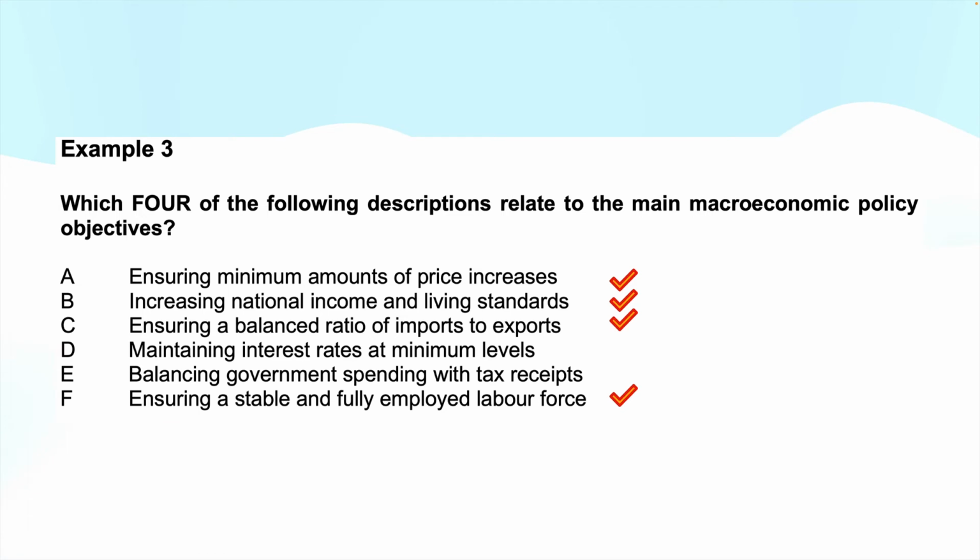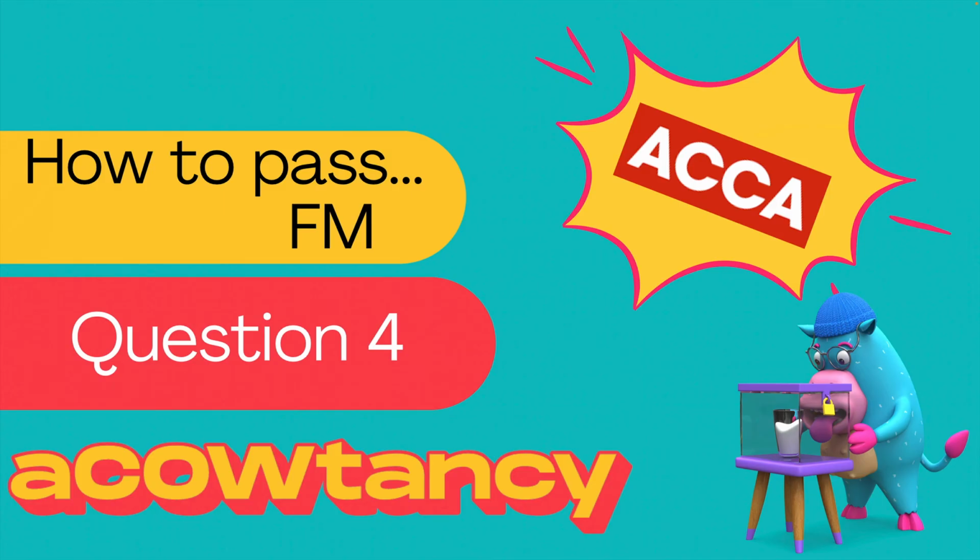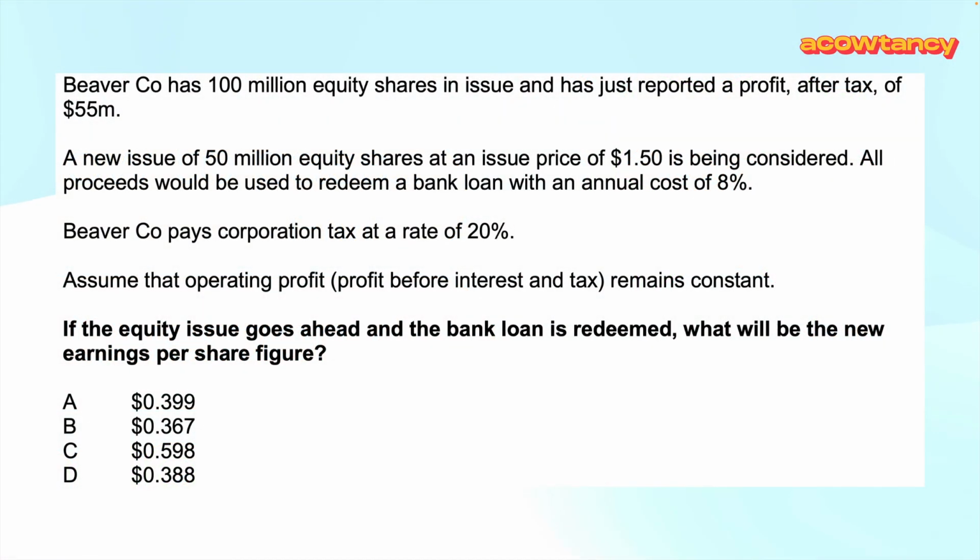So there's the four things you want, the four macroeconomic policy objectives. Contain inflation, have growth, good balance of payments, and finally keep employment high and unemployment low. They're the four main ones. Remember, these are the four hardest questions according to the examiner from the last exam. Right, let's have a look at this then.